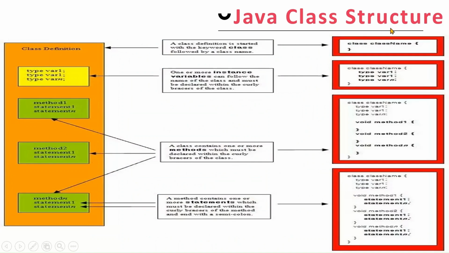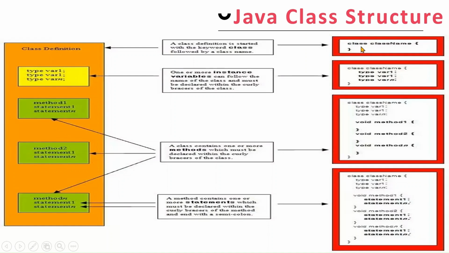Now Java class structure: when you write the coding, what are the contents of the class? Here we have a class definition, and as I said before, we have instance variables. Like here we have a type with variable 1, then type with variable till n. So these are called data type and the variable names. Then followed by the method 1, and the method consists of some statements. Method 2 can consist of 10 statements. Like that, we can write n number of methods.